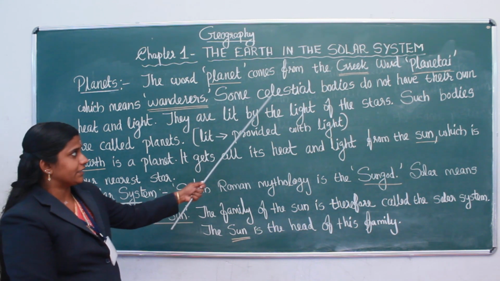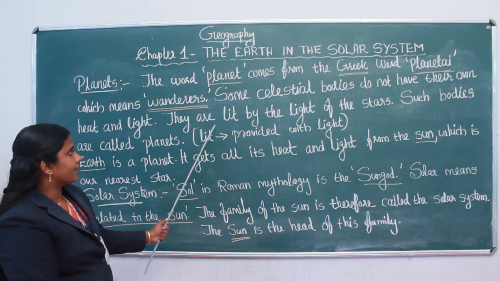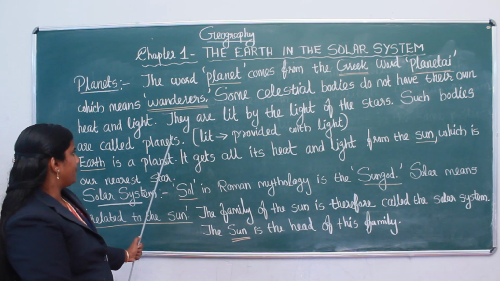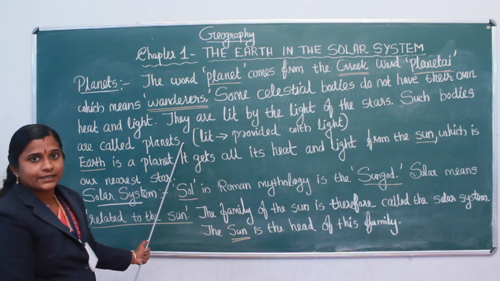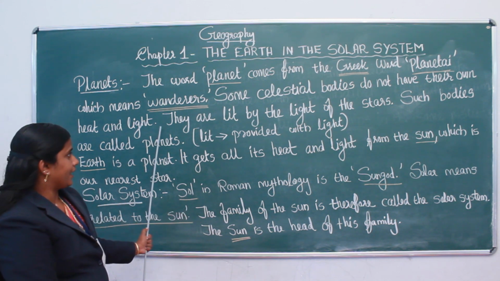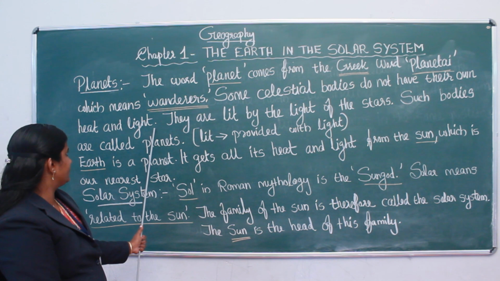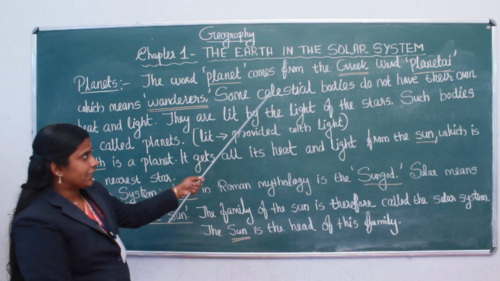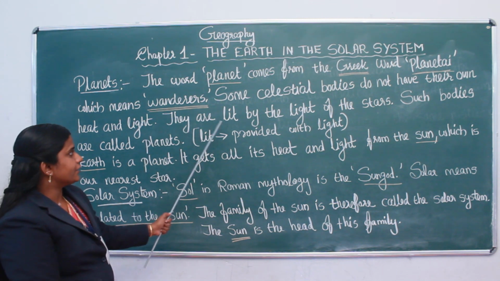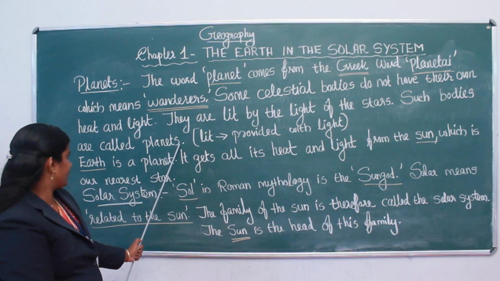So, some celestial bodies do not have their own heat and light. They are lit by the light of the stars. Such bodies are called planets. Already we studied that the stars have their own heat and light, but planets do not have their own heat and light.